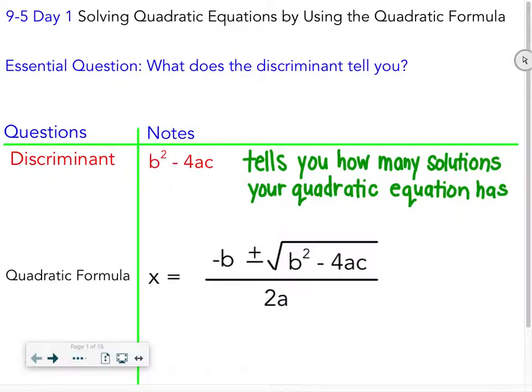This is a big formula that you can use to find the solutions to a quadratic equation. In lesson 9-4, we learned how to find the solutions through completing the square. And then in lesson 5, we're going to find another method for finding the solutions, which is called the quadratic formula.